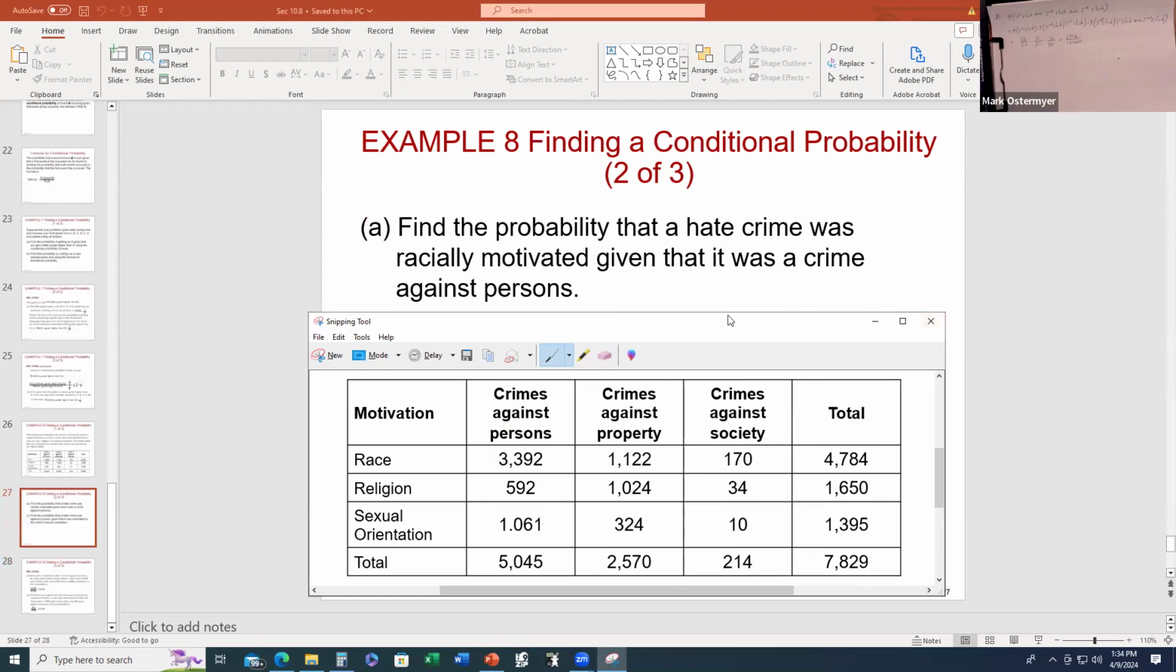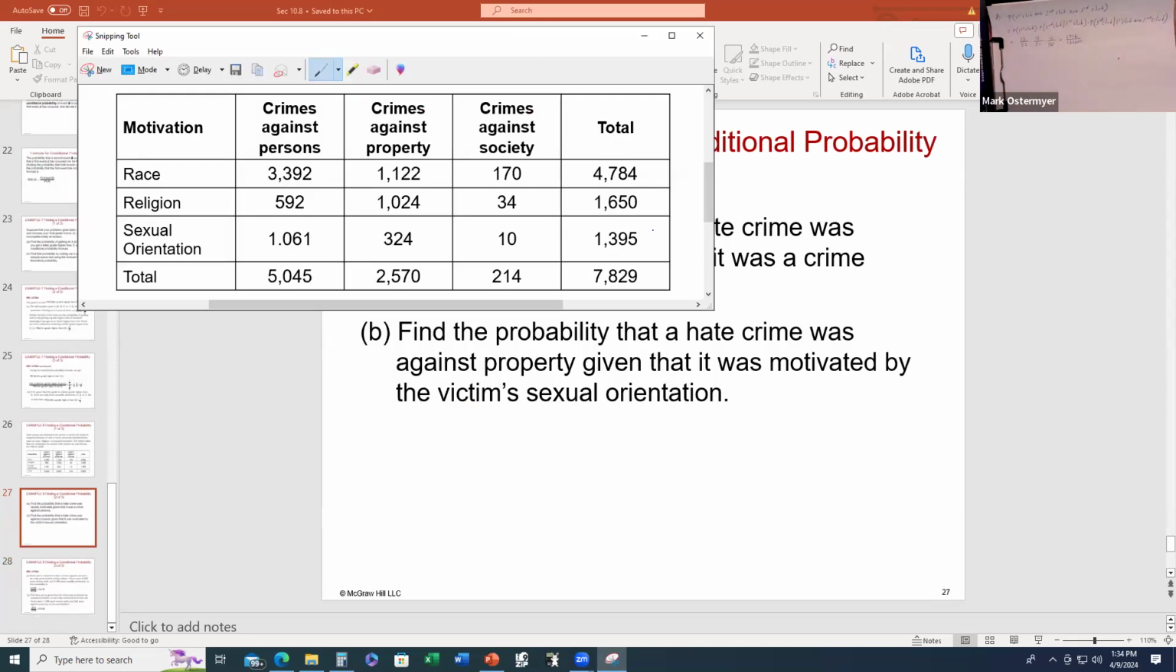All right, let me see if I can move this table up here. All right, ladies and gentlemen, now you do part B there. It's just a classwork, part B. Go ahead. Find the probability that a hate crime was against property given that it was motivated by the victim's sexual orientation. Okay, compute that probability.